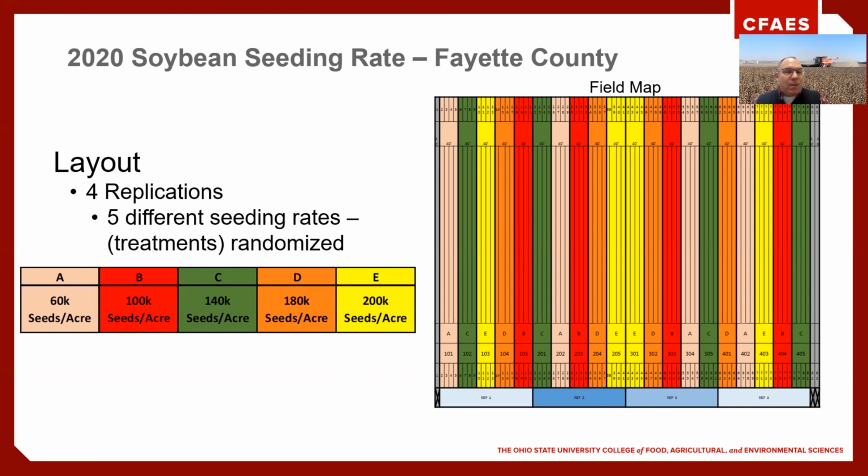We started with 60,000 seeds per acre and moved our way up to 200,000 seeds per acre, increasing by 40,000 seeds per increment. All of these treatments were randomized using the OSU Plots app, which has a randomizing tool on it.